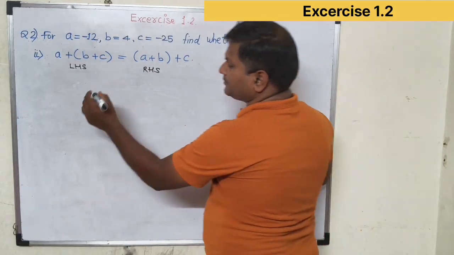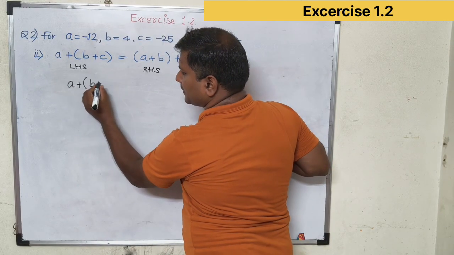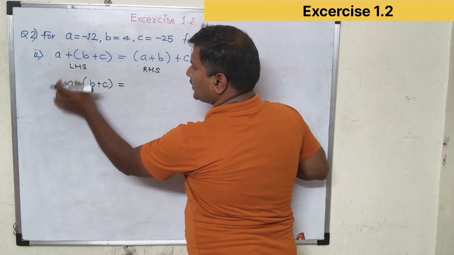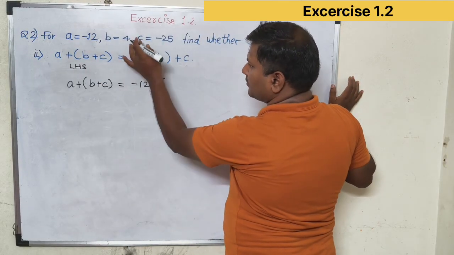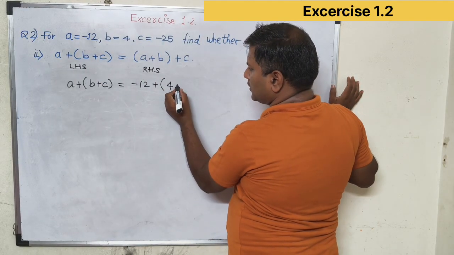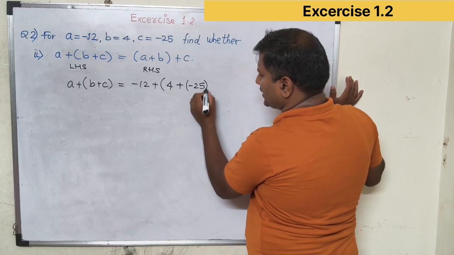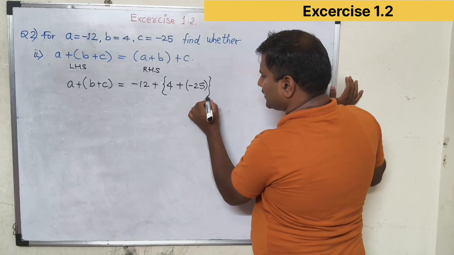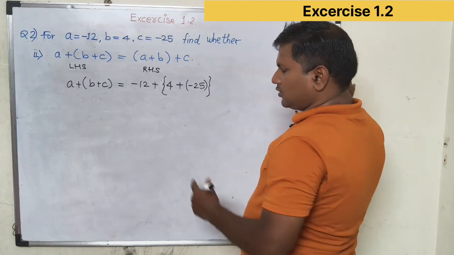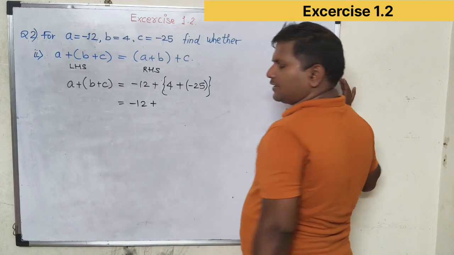Okay, so here first the left hand side is a plus (b plus c), which is equal to a's value -12 plus (b value 4 plus c value, so here (-25)) bracket complete. We are changing this bracket as another bracket. Okay, solve this. It is equal to -12 plus, as it is.